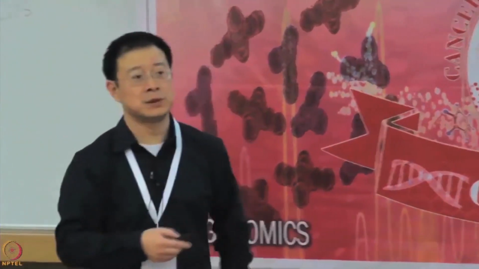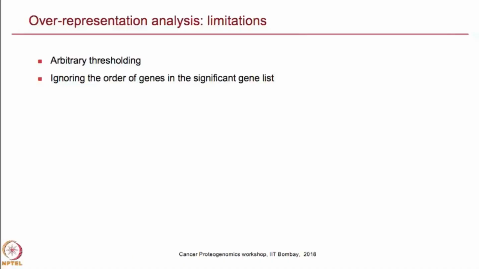I want to mention the limitation of this approach. First, you have to define what is differentially expressed and what is not differentially expressed. That means you have to set up a cutoff. For example, people usually use a false discovery rate of 0.01, let's say, or 0.05 as a cutoff. But the question is, how about the gene right below the cutoff, like 0.011? I mean, is that not useful at all? Probably not, right?